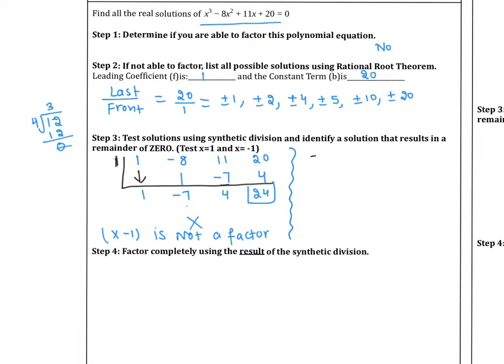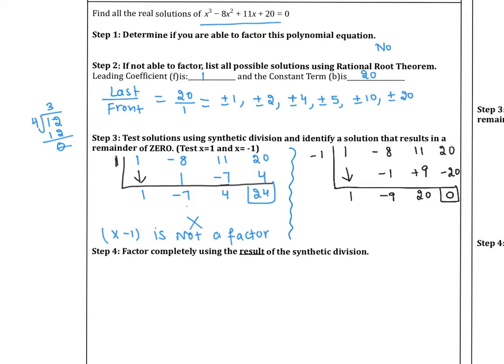Now we are going to try if negative 1 can be a factor. If we get 0, then we can say that it is a factor. If we don't get 0, then it's not a factor. Bring down 1 as it is, multiply it with negative 1, you get negative 1. Negative 8 and negative 1 is negative 9. Negative 9 times negative 1 is positive 9. Then you add, you get 20. 20 times negative 1 is negative 20. And when you add that, it's going to be 0.